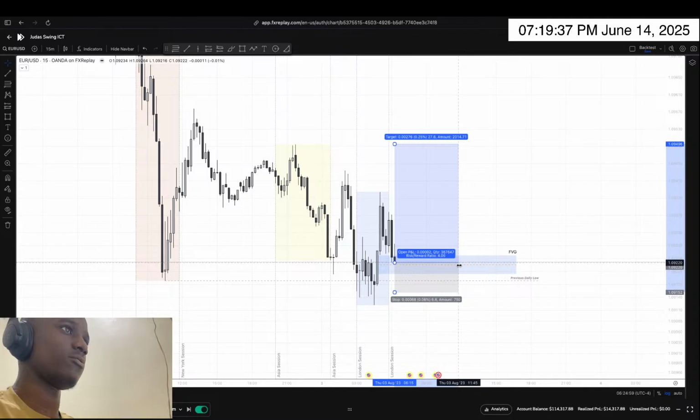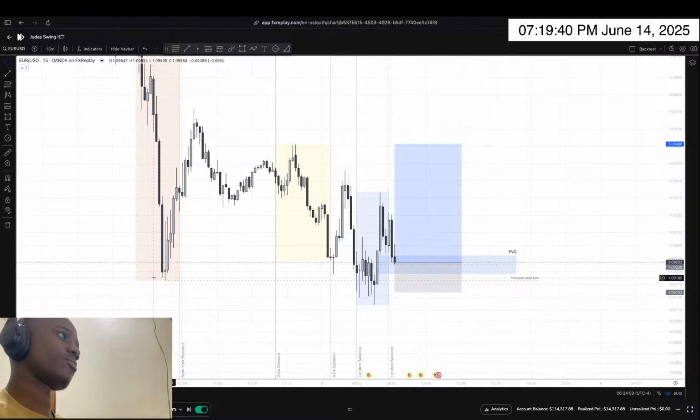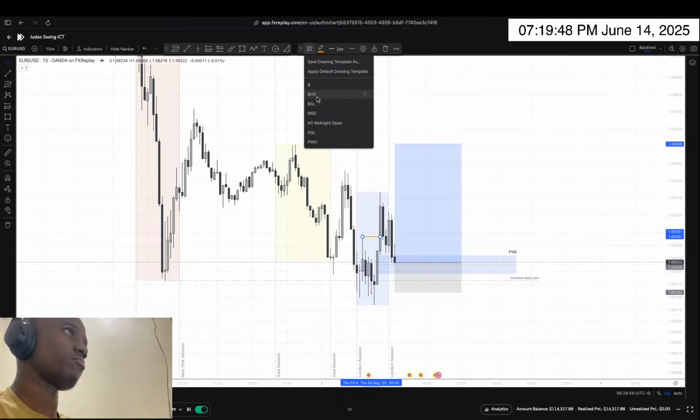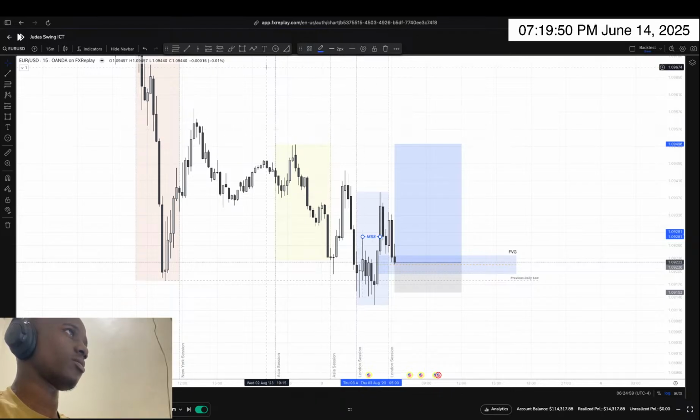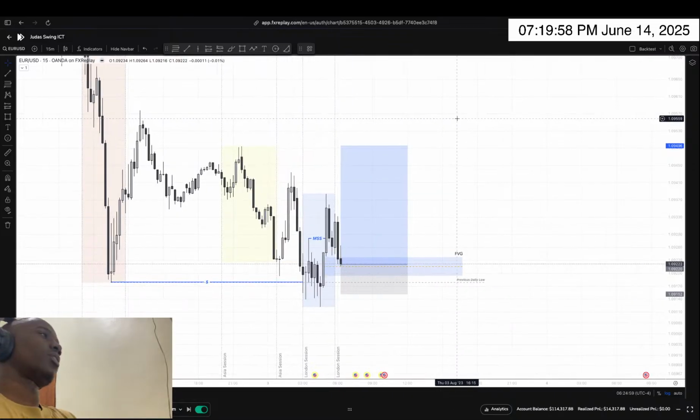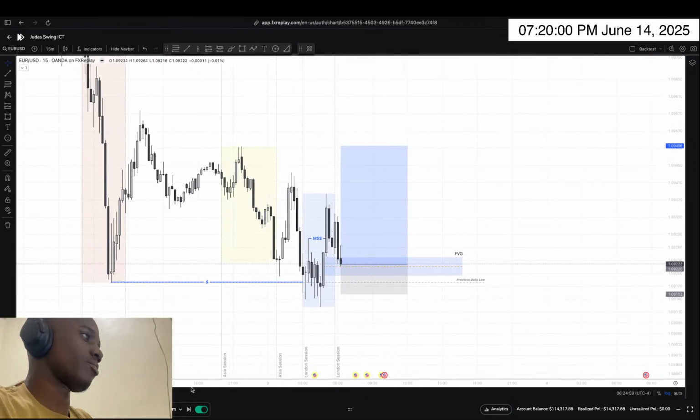Good 1 to 4. So the sweep is here, the shift is in here, retracement. Let me mark the shift as well. I have this sweep right here. Now let's see how this one plays out. I think I'll use the 1 minute full speed.